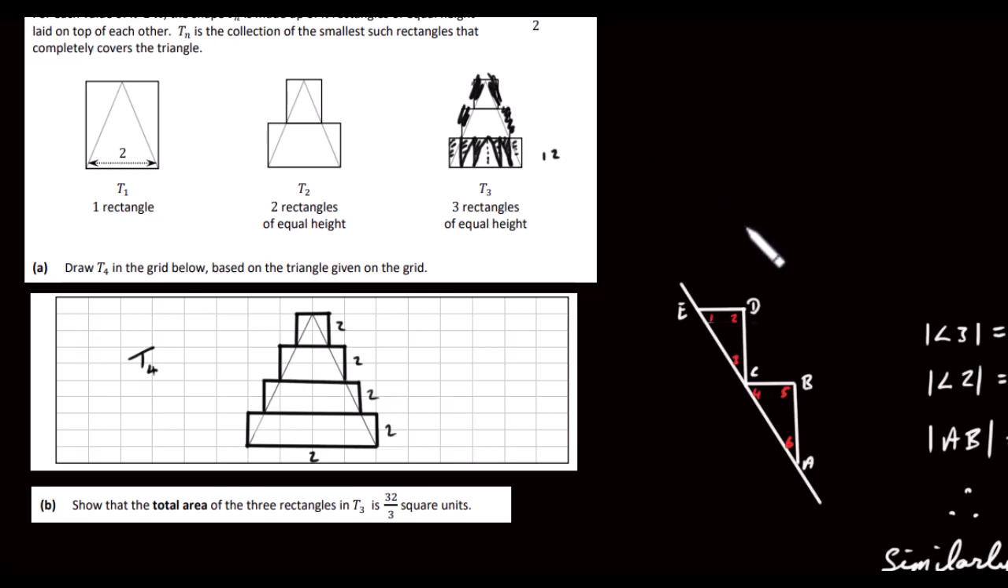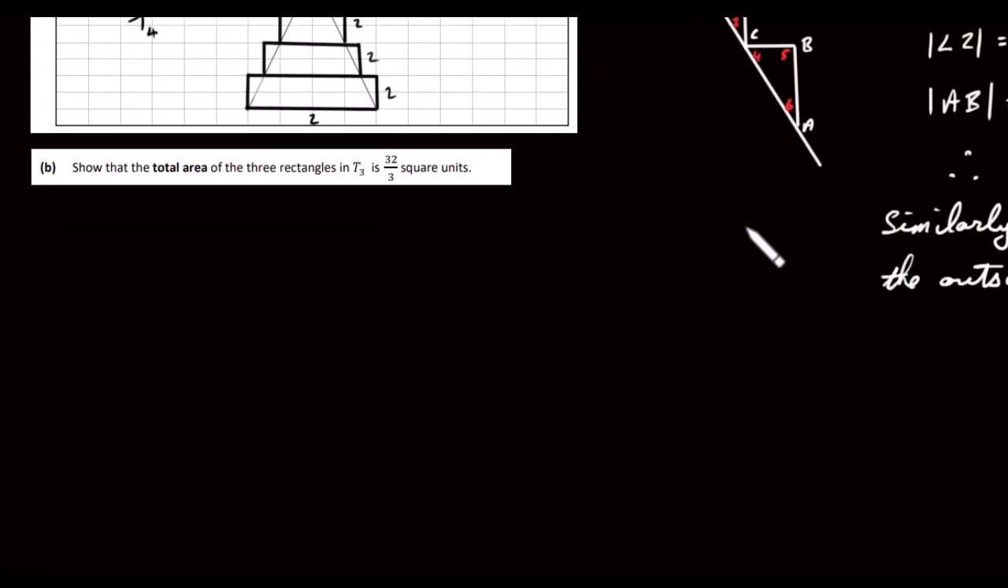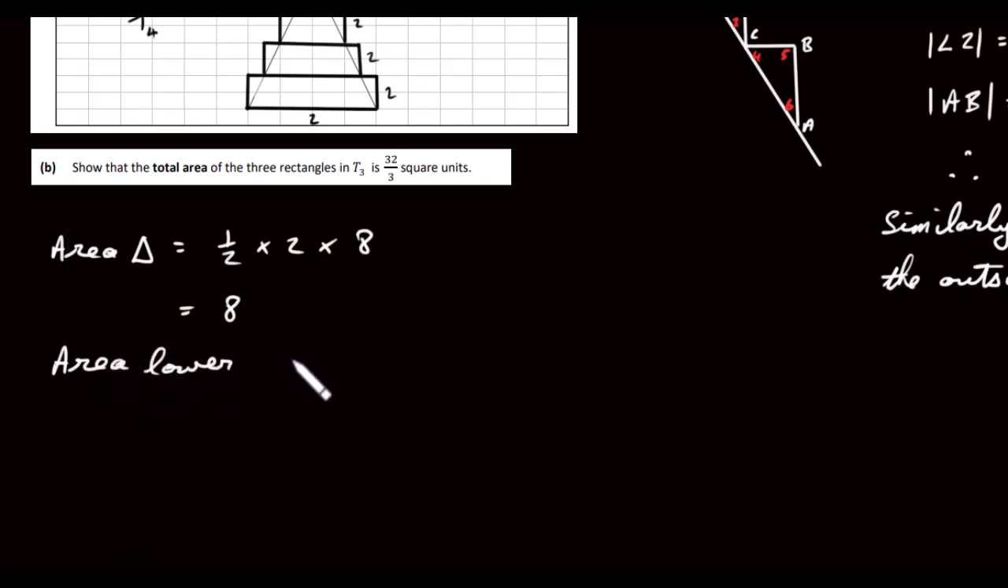Okay, so let's do that then. So the area of the big triangle is going to be half the base, which is 2, times the height, which is 8. So that'll give me 8 units. The area of the lower rectangle is going to be the base times the height. The base is 2.